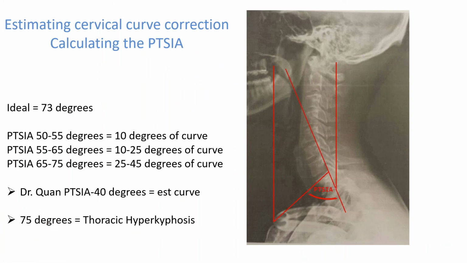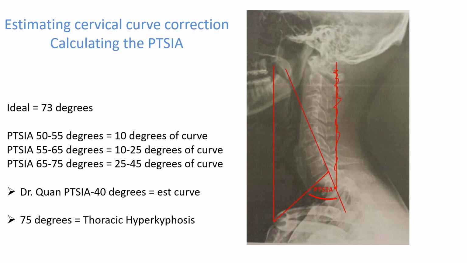Okay, so we put a dot right here at the base of T1, so the posterior inferior corner, okay? And you can put another dot right here. So don't worry about this line right now. That's for the slope of C7, T1. We'll show you that after.